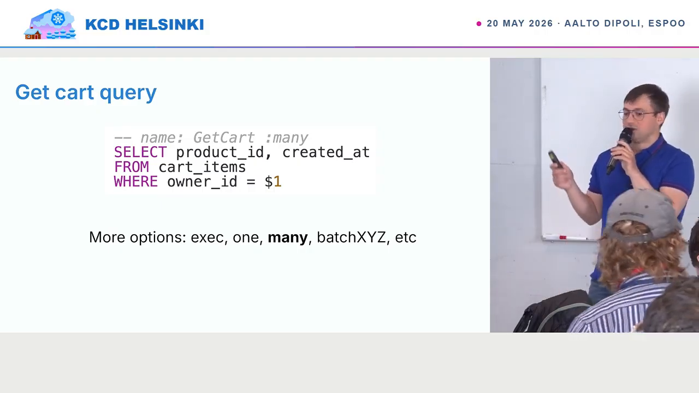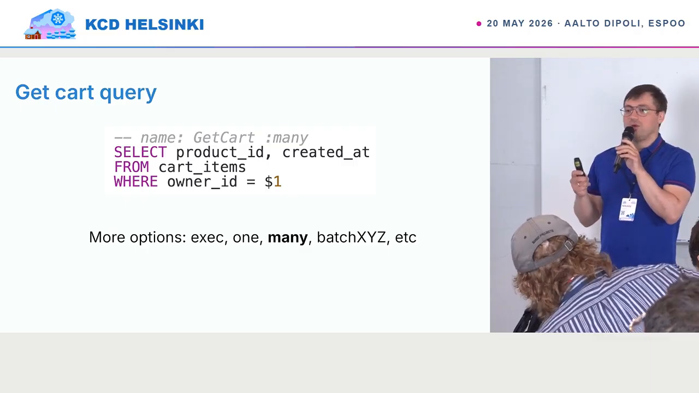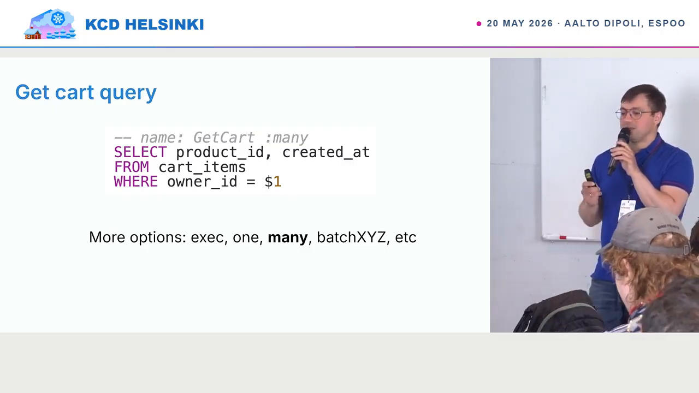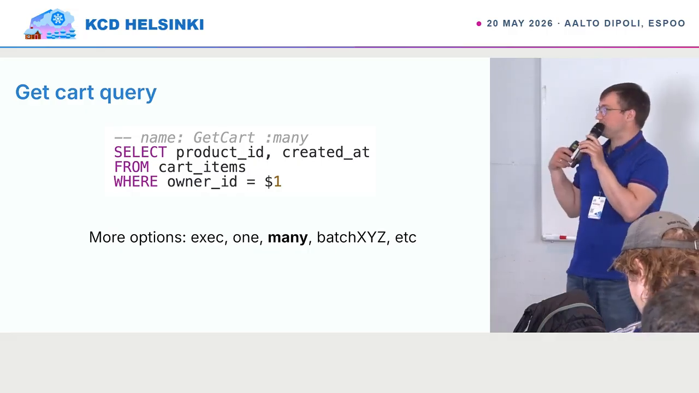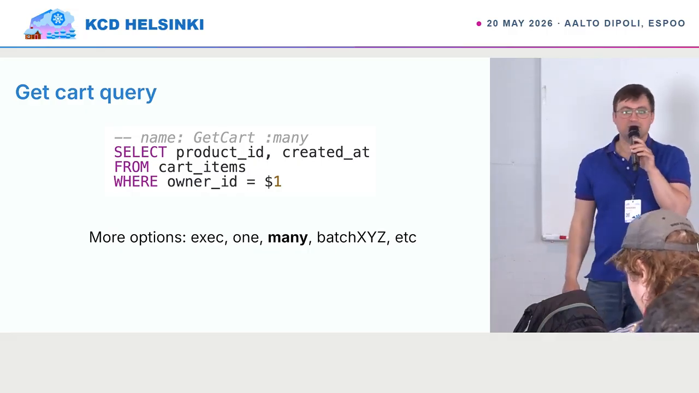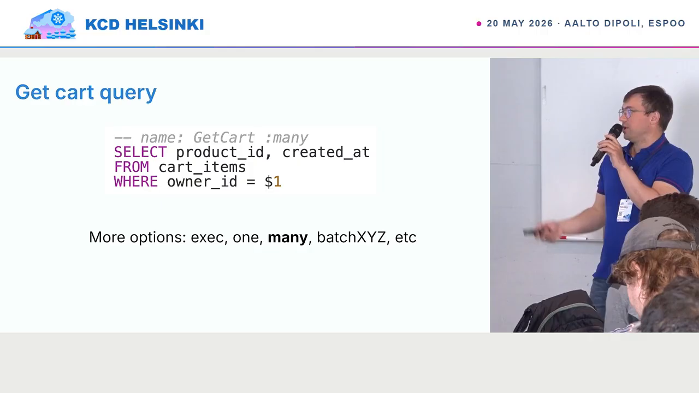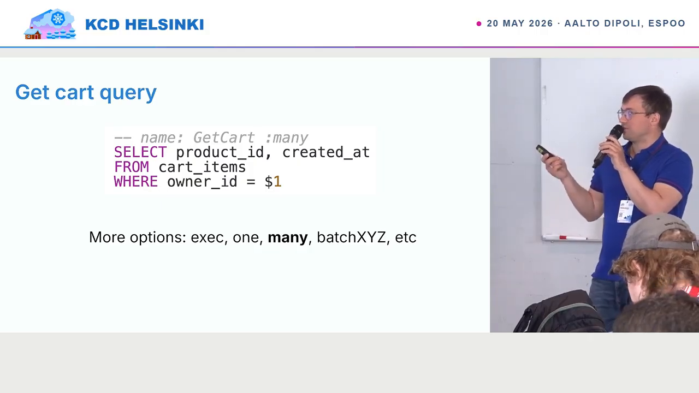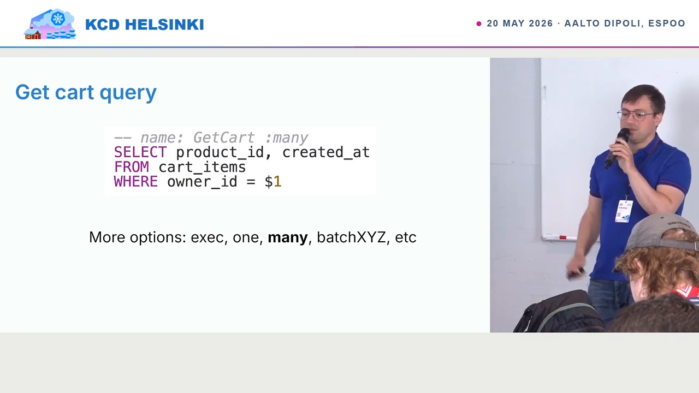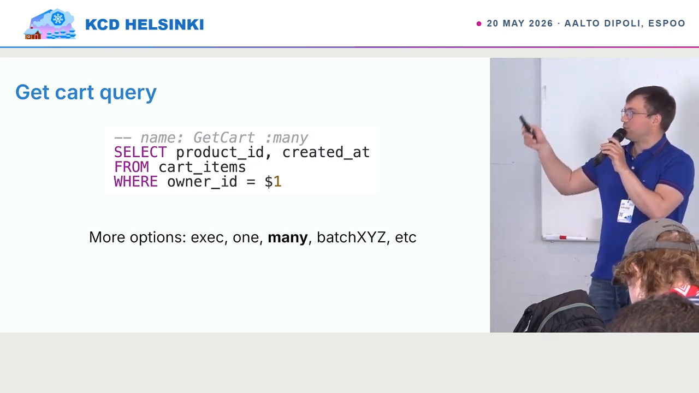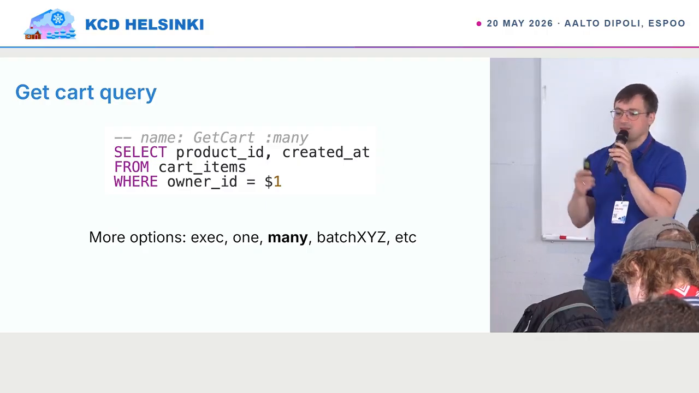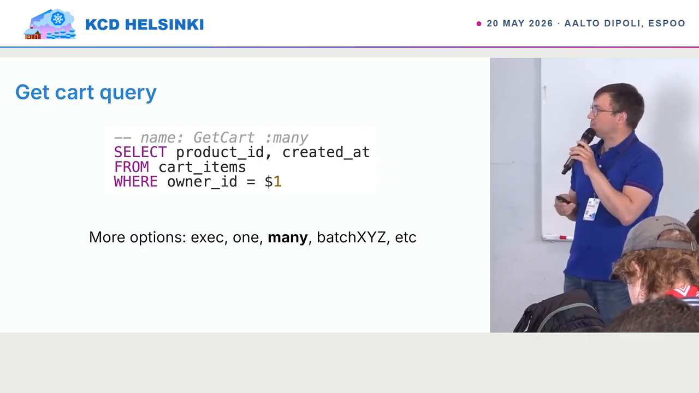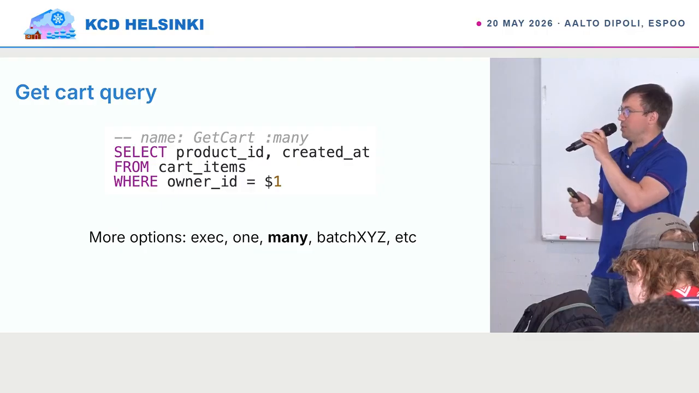We have to tell it what the name of the Go method should be, and in our case it's getCart. We help the generator by telling it how many items the query is going to produce, and the options are: produce 0, exec, 1, many. And then there are some keywords for batch also. Batch can also be batch exec, batch 1, batch many, and there are a couple more which can be looked up in the documentation.